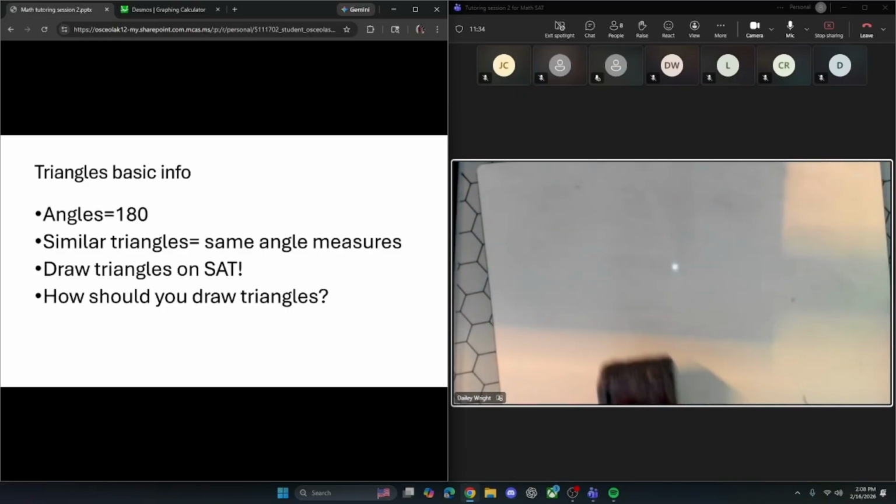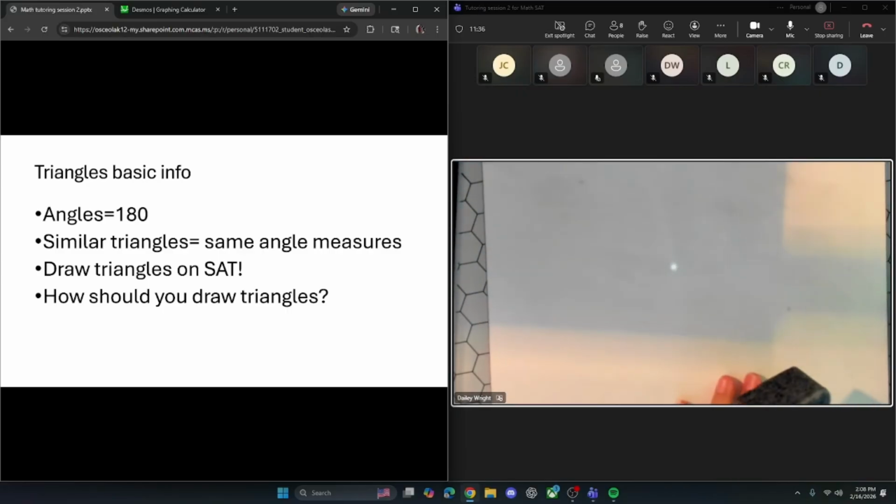So, a really important thing, my strategy, which has helped me succeed so well in the SAT, is every time I get to a triangle problem, I draw it out on my paper. And I'm going to be doing that with every problem today, because it is super important that you can visualize the problem. So, how should we draw these triangles?